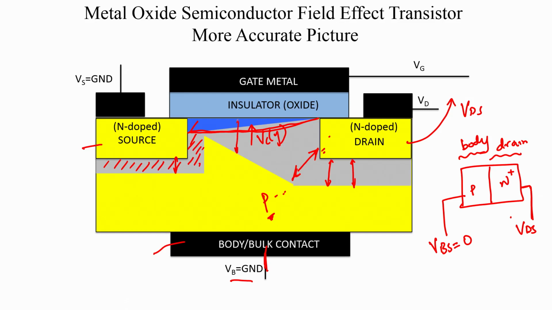So, in our models so far, we never took into account this variation in the depletion layer thickness. And why is that important?